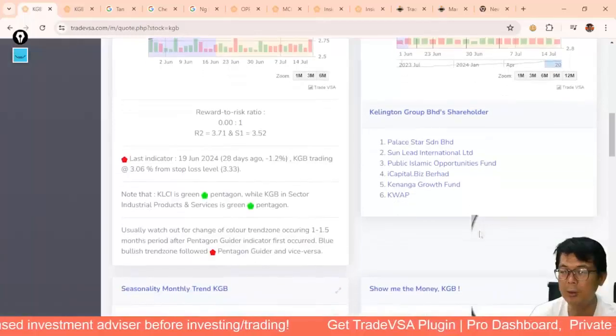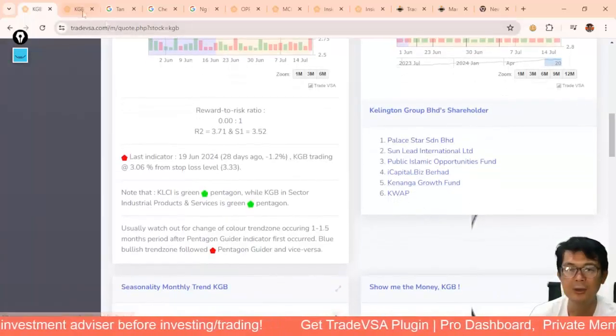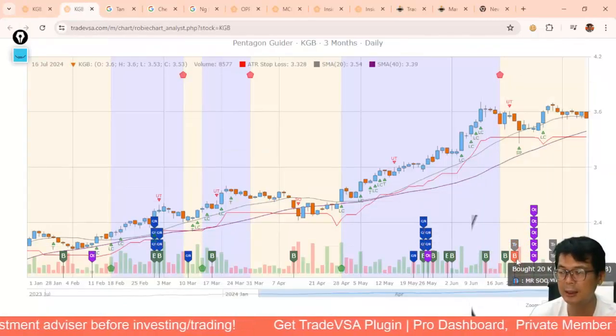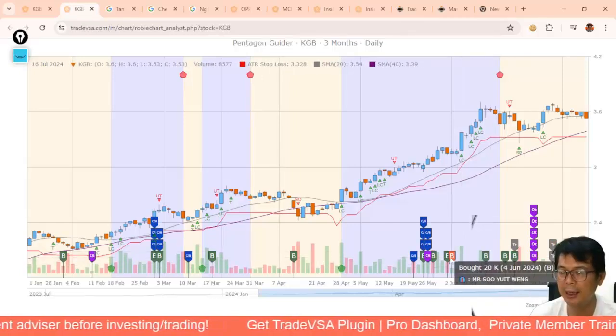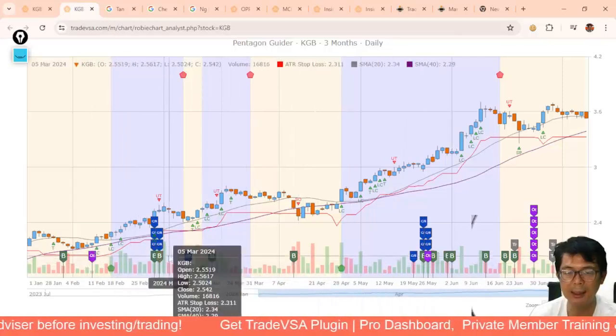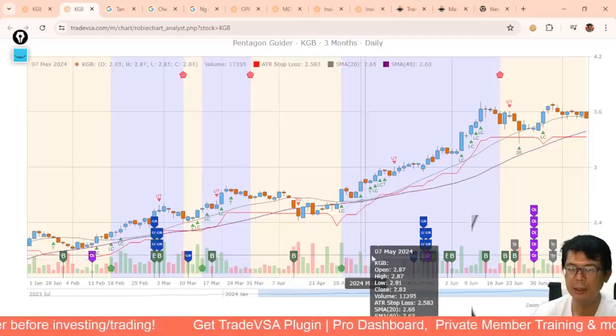Let's take a look at the owners. Owners are the big boys, Palace Star, Sunlit. So I do think that this is just some individual. There was some transfer here. Sun Yet Win, all right. Sun Yet Win 50k, 20k, right. So this person has been buying, but other than that, there's only this individual in here.